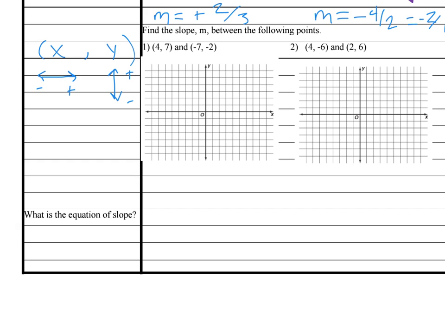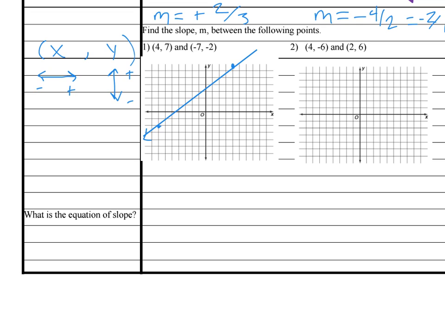Alright, so the first point, (4, 7). 4 is the x, so it tells me to go right 4 because it's positive. So I'm going to go right 4. And then 7 is where the y is, so that tells me to go up 7. Then we need to go (-7, -2), and we always start right here at the origin. That's (0, 0). So then I go left 7 because it's negative. 5, 6, 7. And then down 2 from this spot, down 1, 2. So it'll be right here.